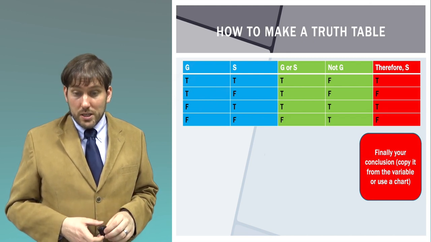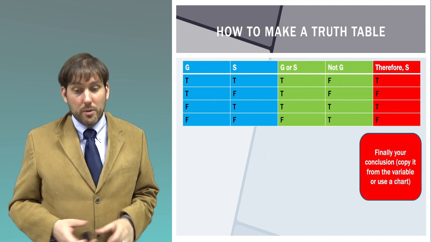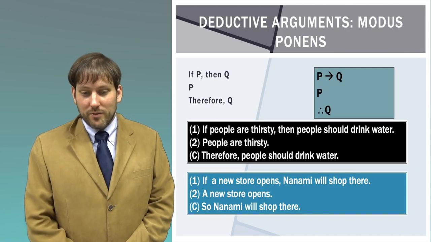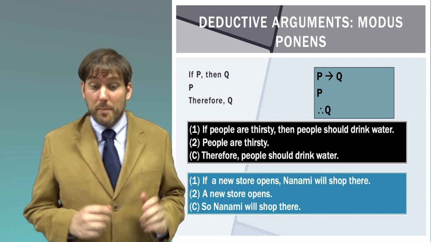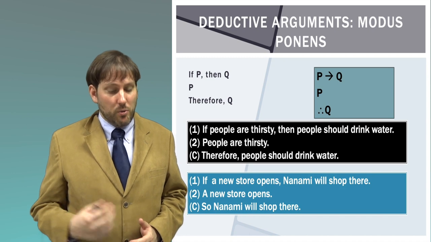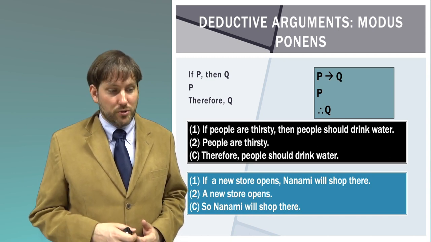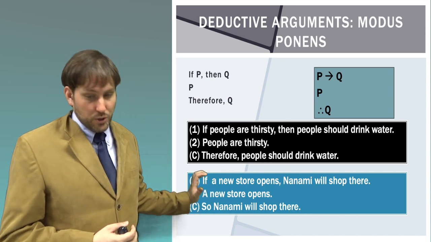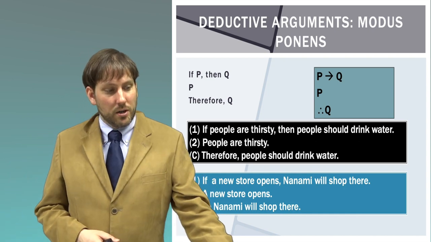I want to show you the same thing, and I want to prove to you that modus ponens is valid. I'm going to give you two examples, and then I'm going to prove that modus ponens is valid. If people are thirsty, then people should drink water. People are thirsty, therefore people should drink water. If a new store opens, Nanami will shop there. A new store opens, so Nanami will shop there.